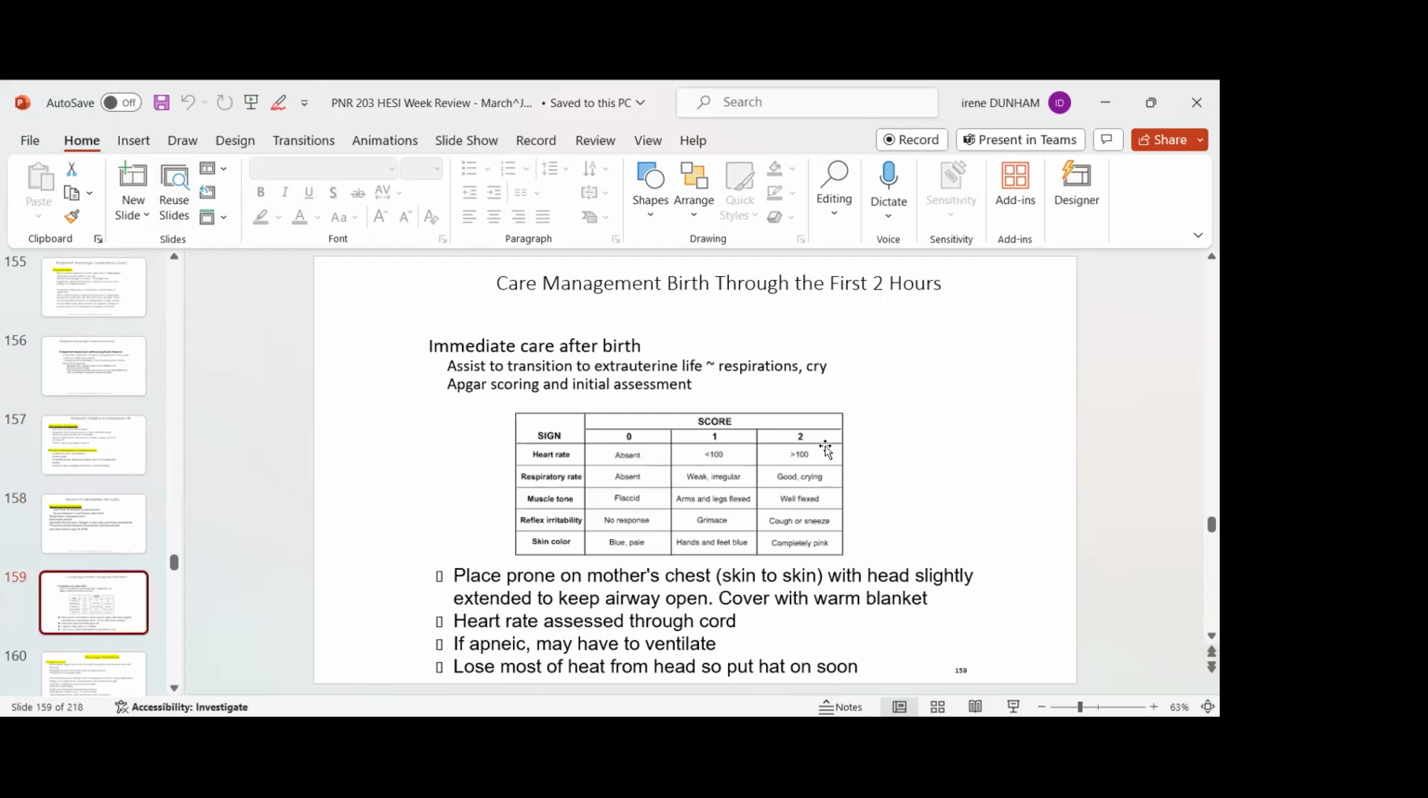Now, again, this is on the APGAR. This is another way of looking at it. The other one I went over had spelled out the mnemonic, the word APGAR.